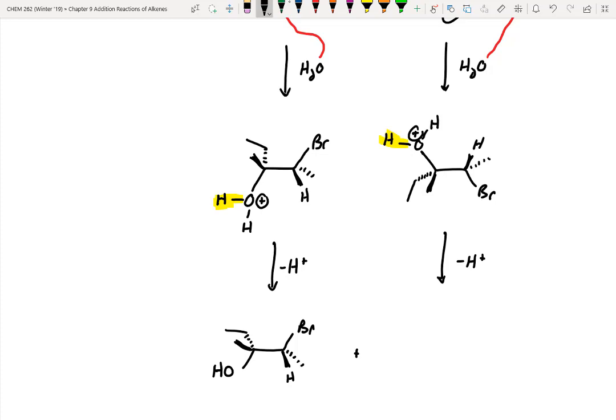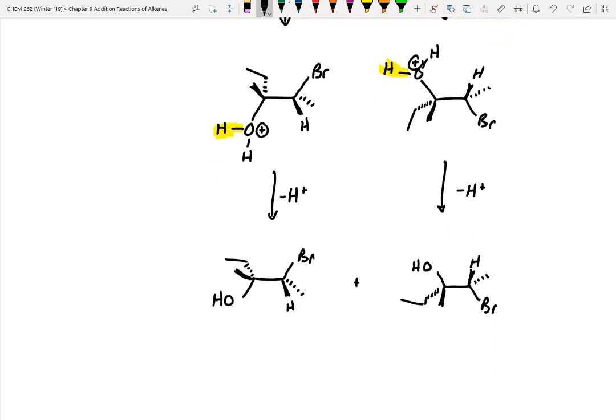And for this one on the right, we're still going to have anti-addition. So if we look at these two products, like we said before, we're going to get a mixture of enantiomers.